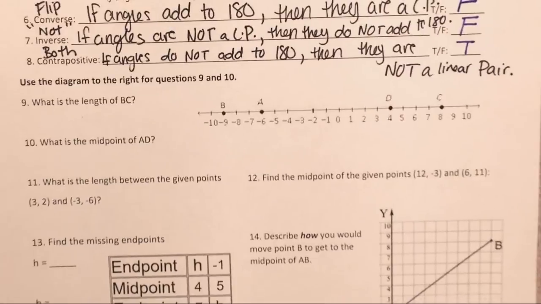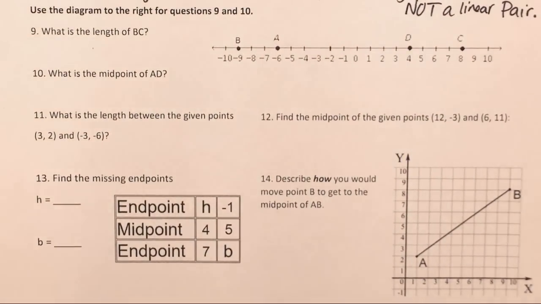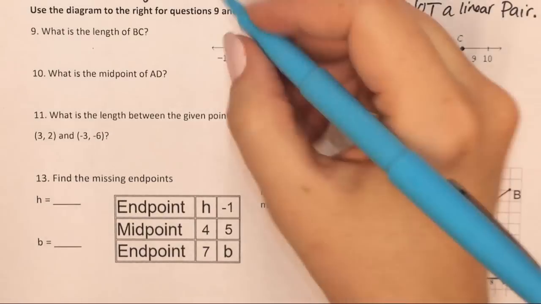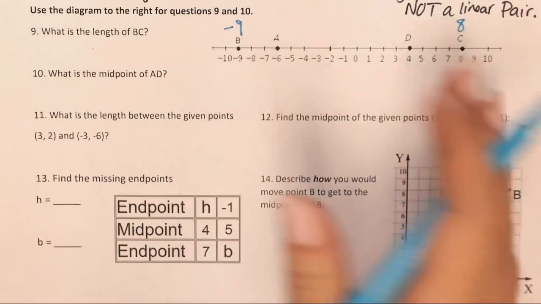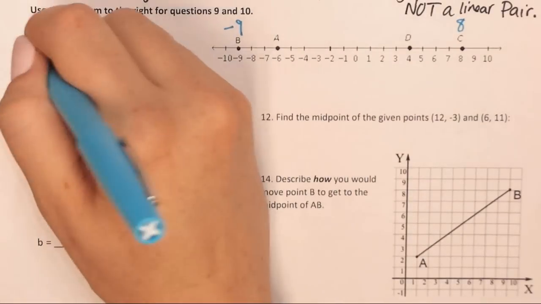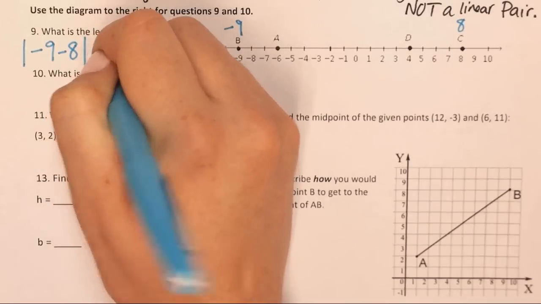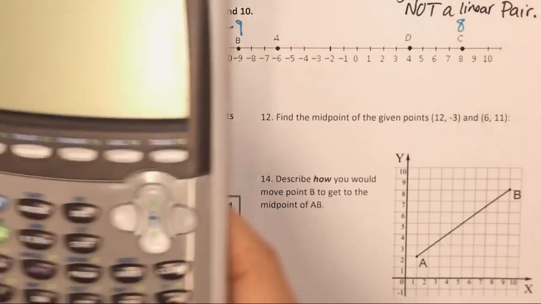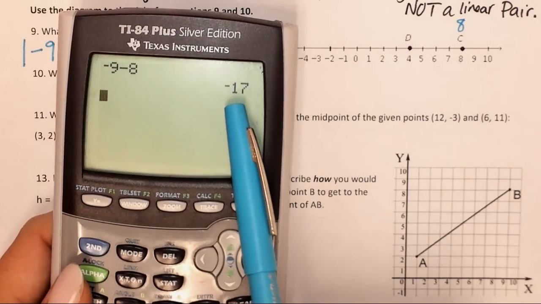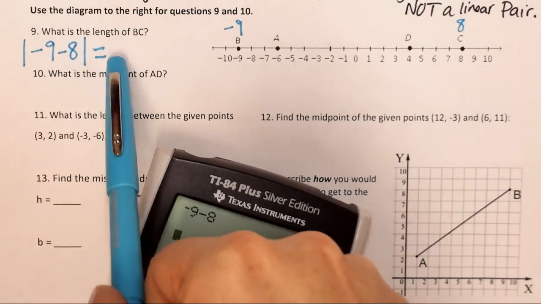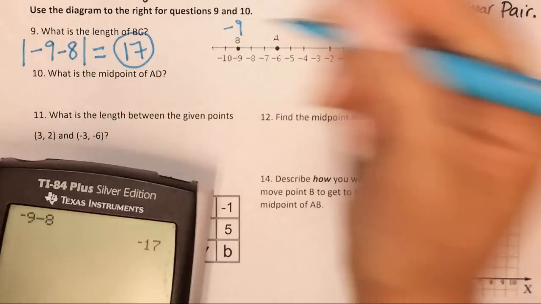All right, number 9, what is the length of BC? Okay, so BC, B is over here at -9, and C is over here at 8. You want to find the length between 2 points. Just take the absolute value of their difference. So I can subtract -9 minus 8. And my answer, I get a negative number, -17, but this absolute value is telling you to make it positive. So that becomes +17, and that's my length.